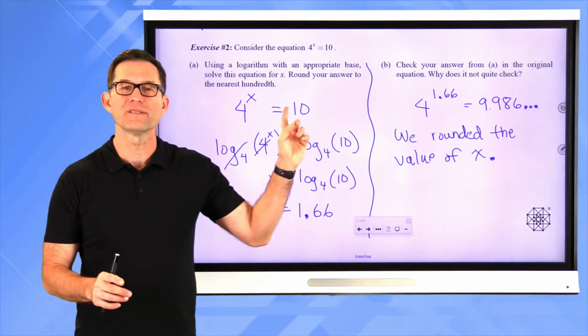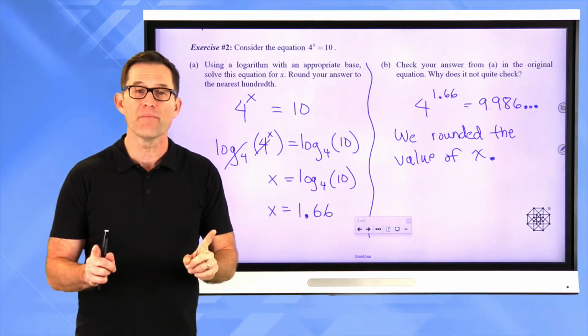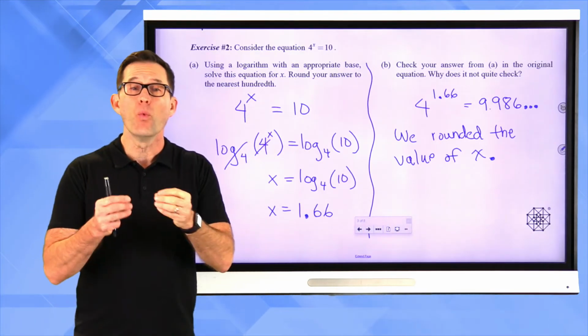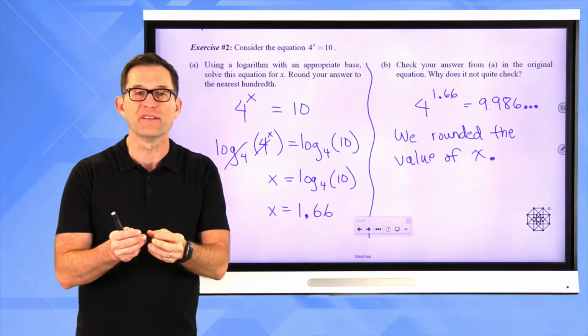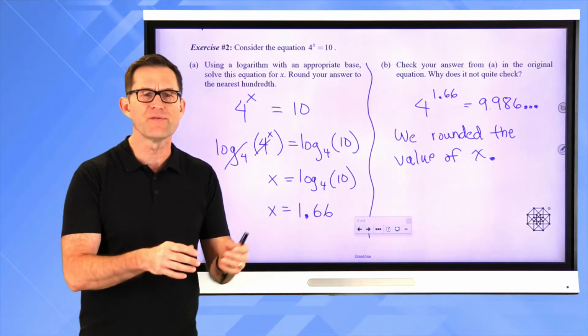And notice how I said, use a logarithm with an appropriate base. The appropriate base will always be the same base as the exponential. You want to get that inverse in there, right? Solving equations is all about using inverses. The inverse of addition is subtraction.